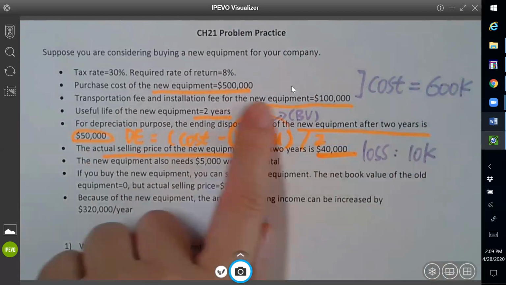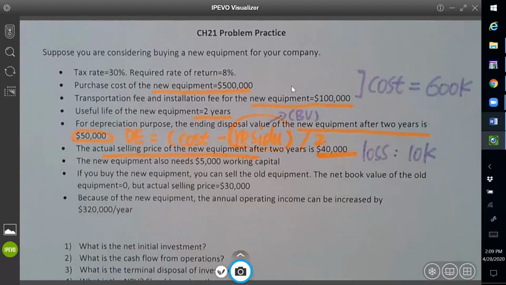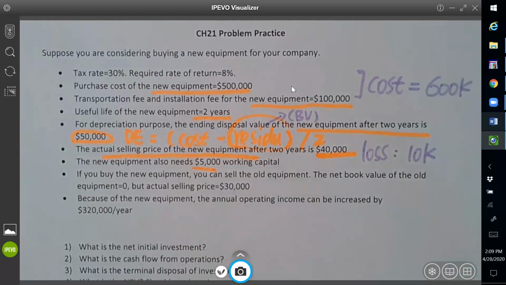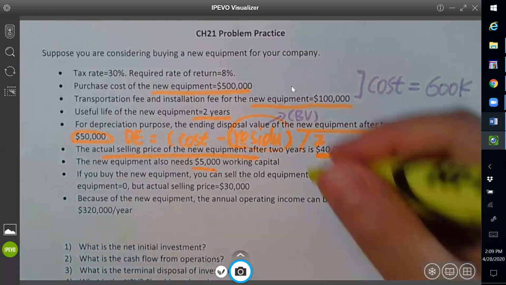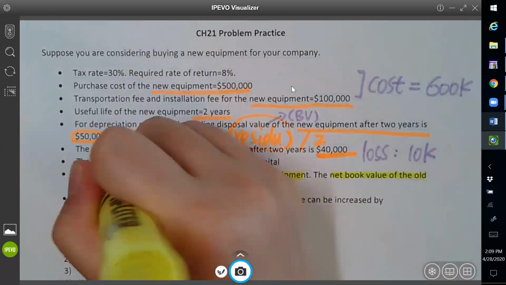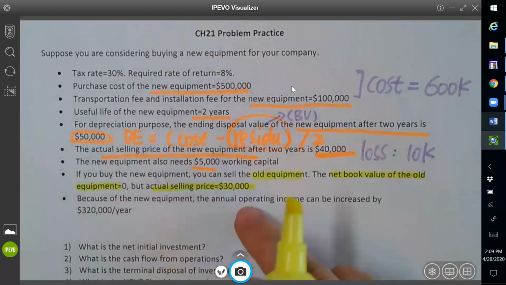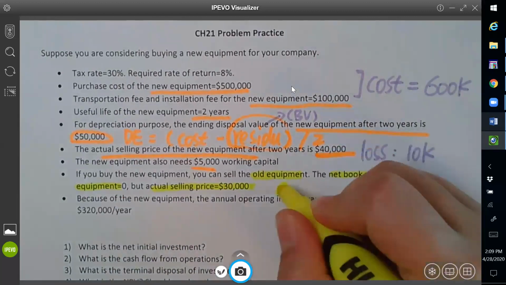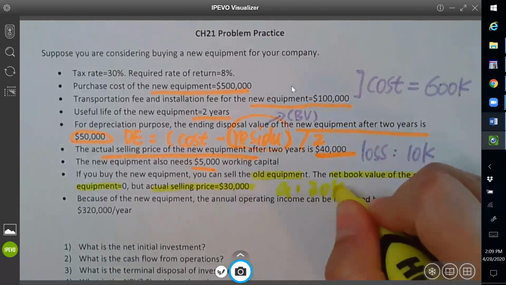Everything so far is still about the new equipment. You have to know what is new equipment and what is old equipment. You need working capital of $5,000. And then the next item is about the old one. If you buy the new one, you can sell the old one. The net book value is 0, and the actual selling price is 30,000. So you have a gain of 30,000. This is the old bus.